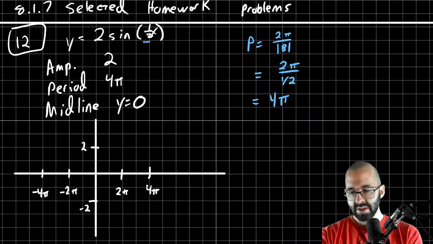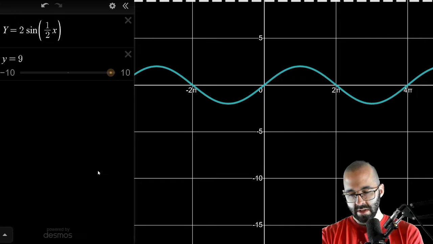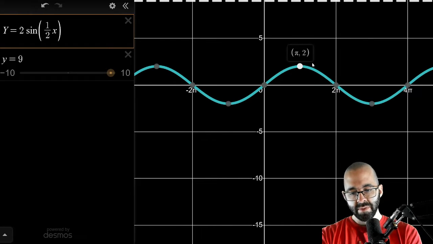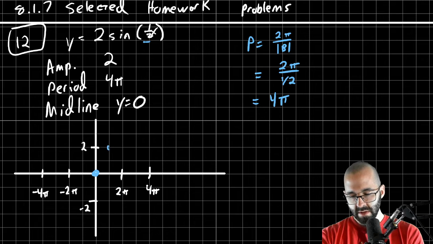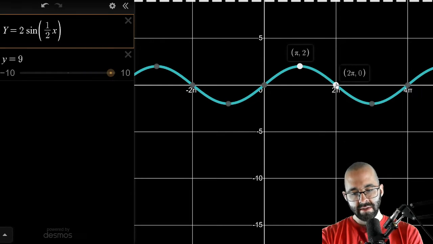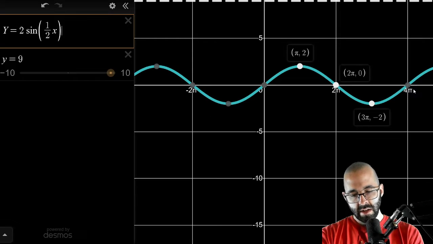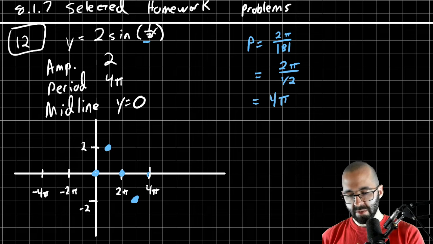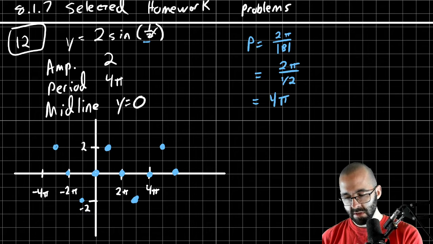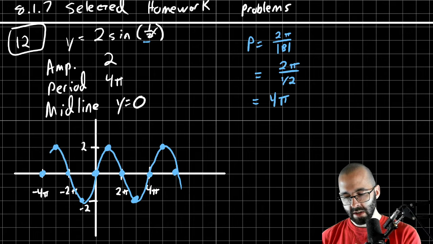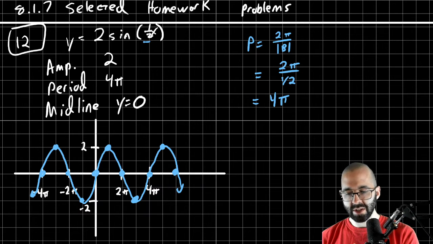All right, well, we're starting at 0, 0. And then we have a maximum at pi, comma 2. Back to the midline at 2 pi, comma 0. Minimum at 3 pi, negative 2. And then back to the midline at 4 pi, comma 0. We just keep oscillating like this in both directions. Once you have these points, connect them with a wave. And now let's answer these other questions.